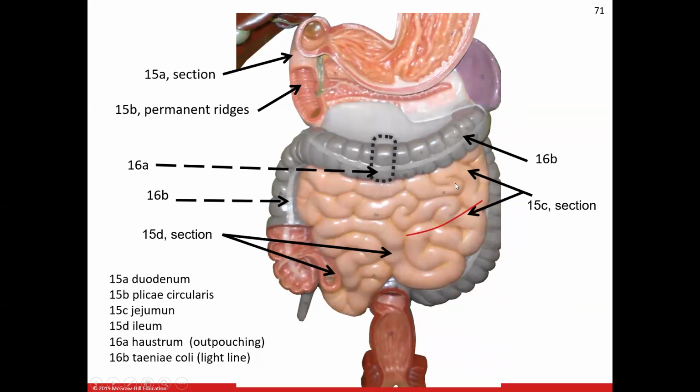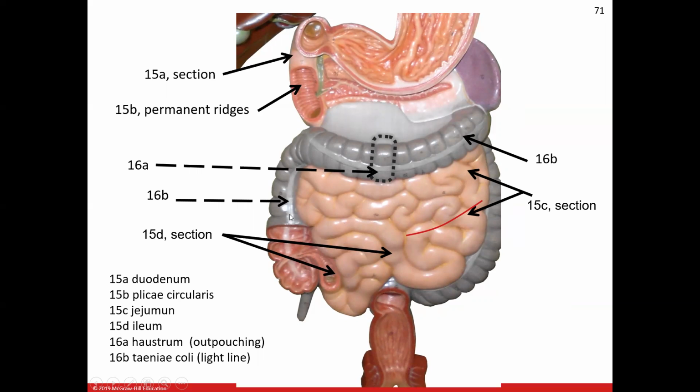This portion over here is going to be the jejunum. And then as we get closer here to the cecum, this will be the, not the duodenum, excuse me, the ileum. And then we can see the ileum here is going to empty into the cecum. And in this area here is where our ileocecal valve will be.